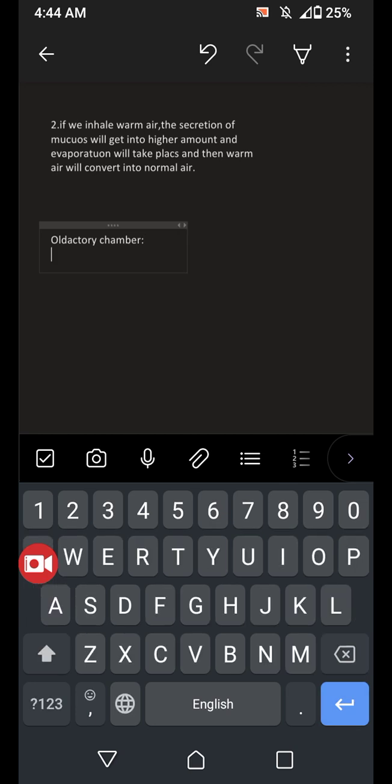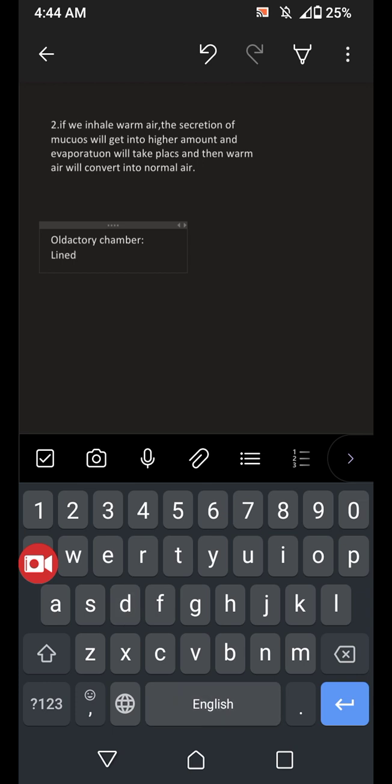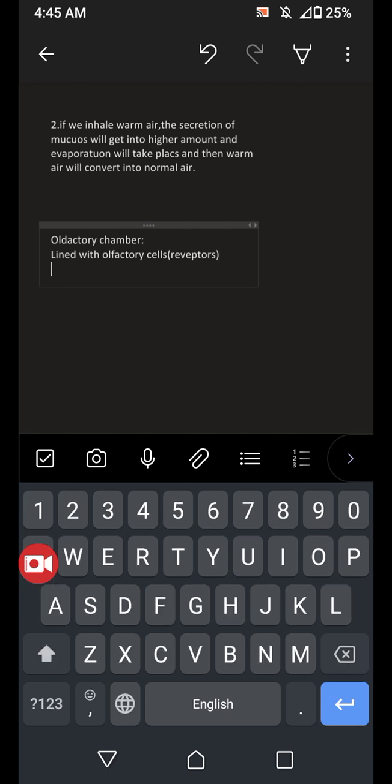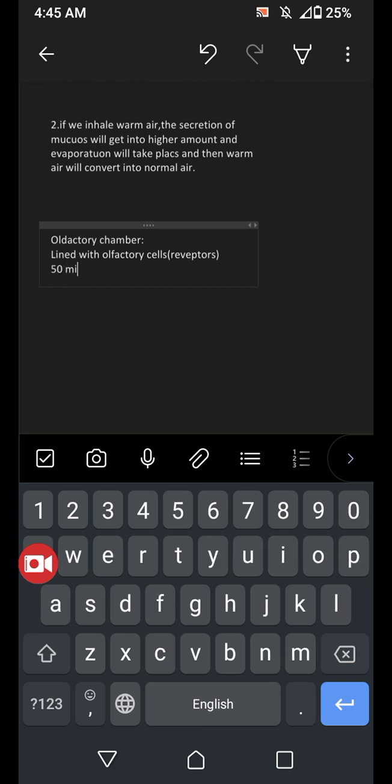olfactory chamber. It is lined with olfactory cells. Those are basically the receptors or the odor detecting cells. Basically, these are the sensory or receptor cells that will detect the smell or the fragrance around the environment. You can notice it from the word olfactory. Then this is an MCQ point: 50 million olfactory cells are present in the olfactory chamber.